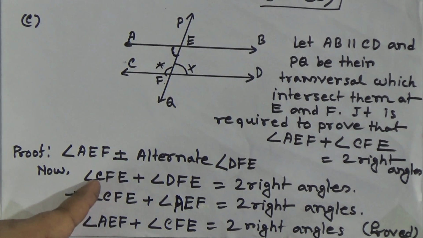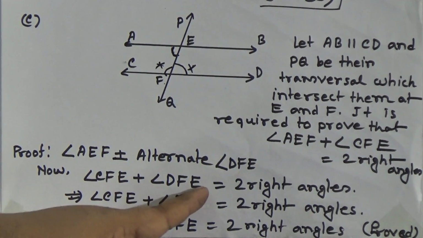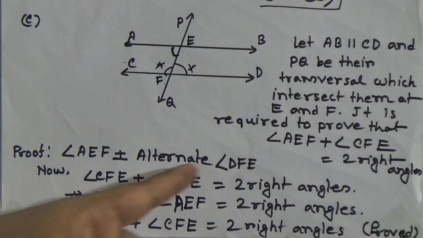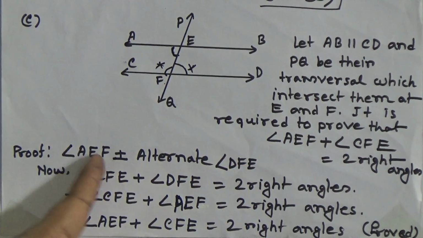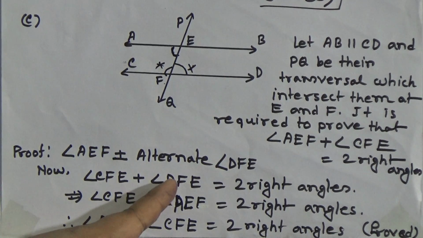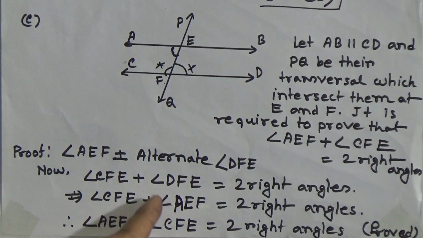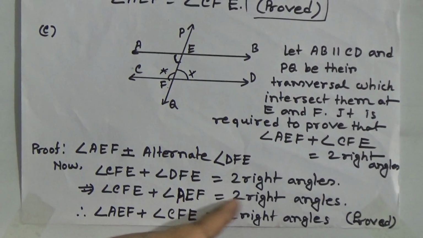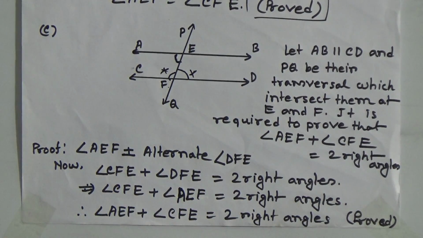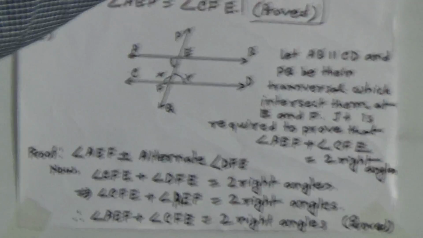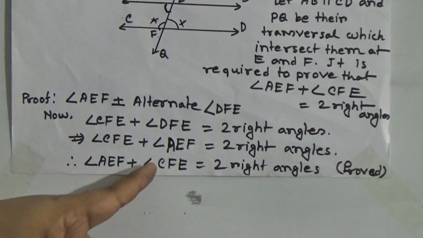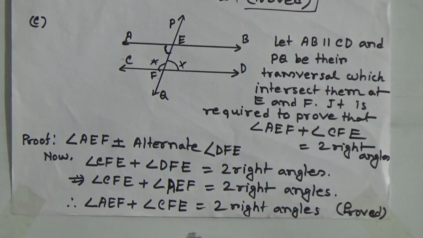Here you notice angle CFE plus angle DFE equal to 2 right angles. Now notice we have already found that angle DFE equal to angle AEF. For this reason, in the place of angle DFE we write angle AEF. So angle CFE plus angle AEF equal to 2 right angles. Now we arrange it as the question requires, angle AEF first. For this reason we write angle AEF plus angle CFE equal to 2 right angles. I hope you have understood.